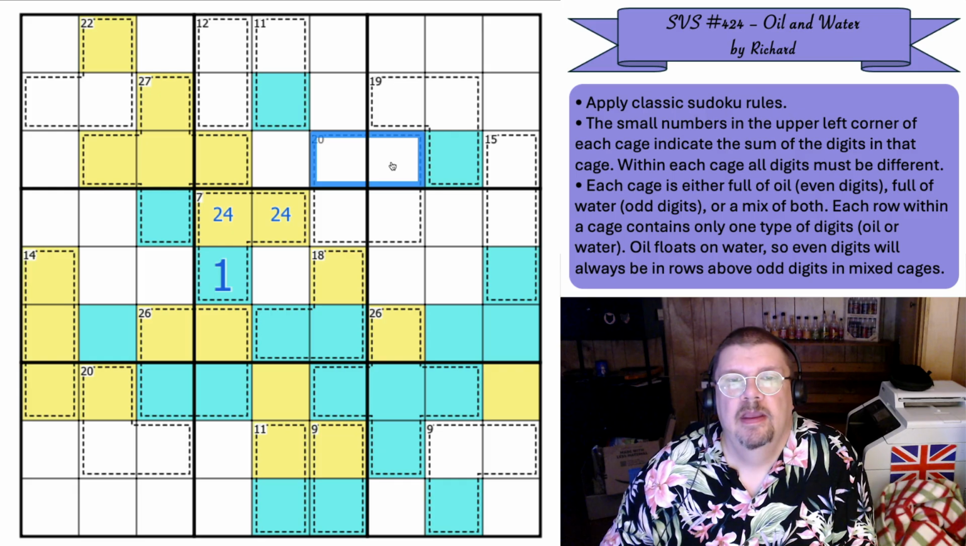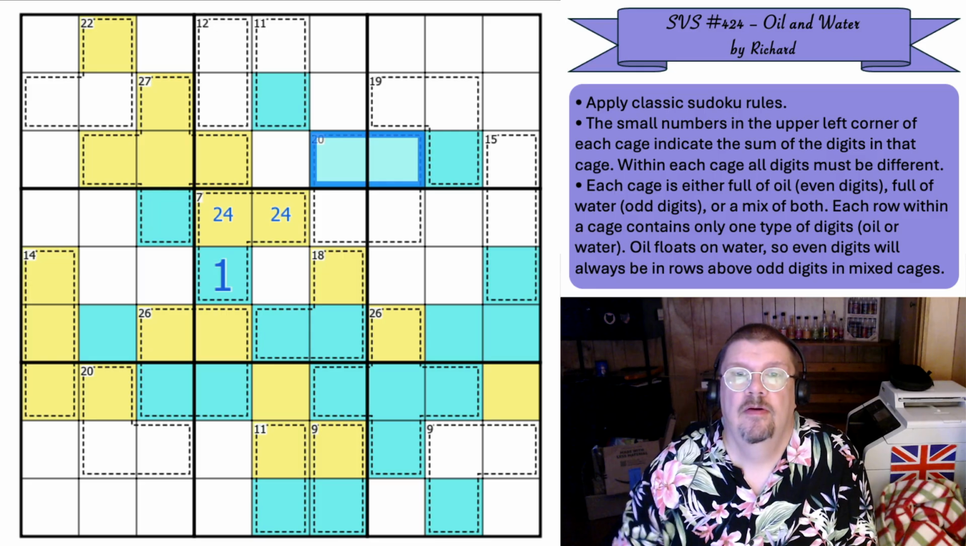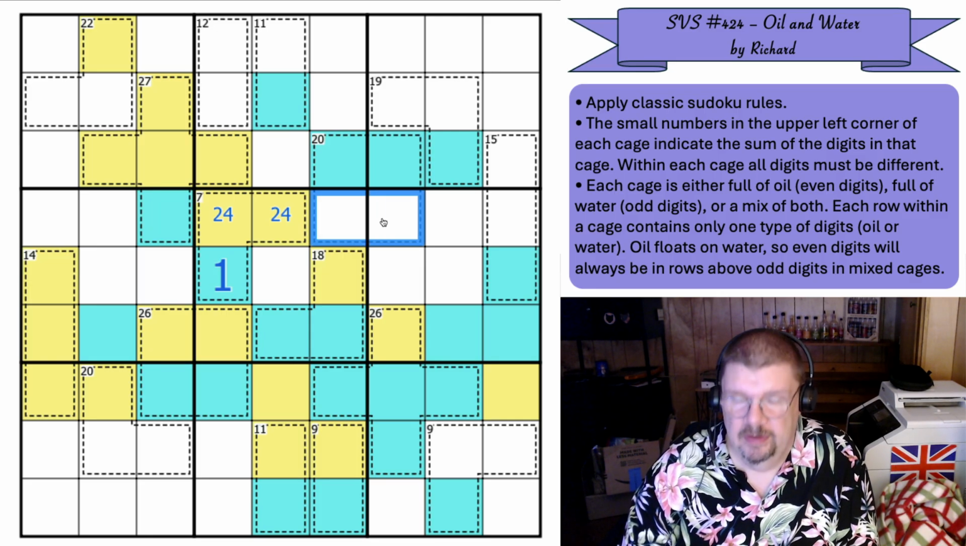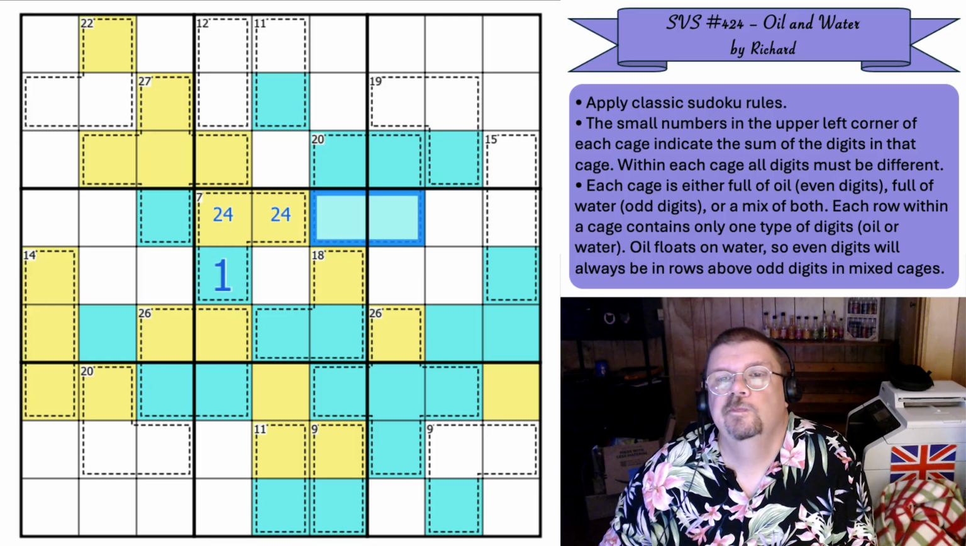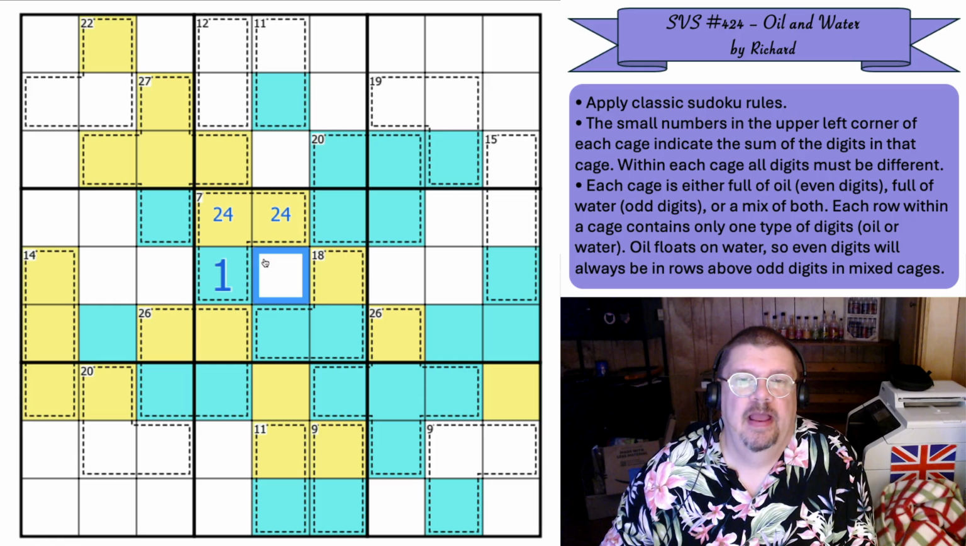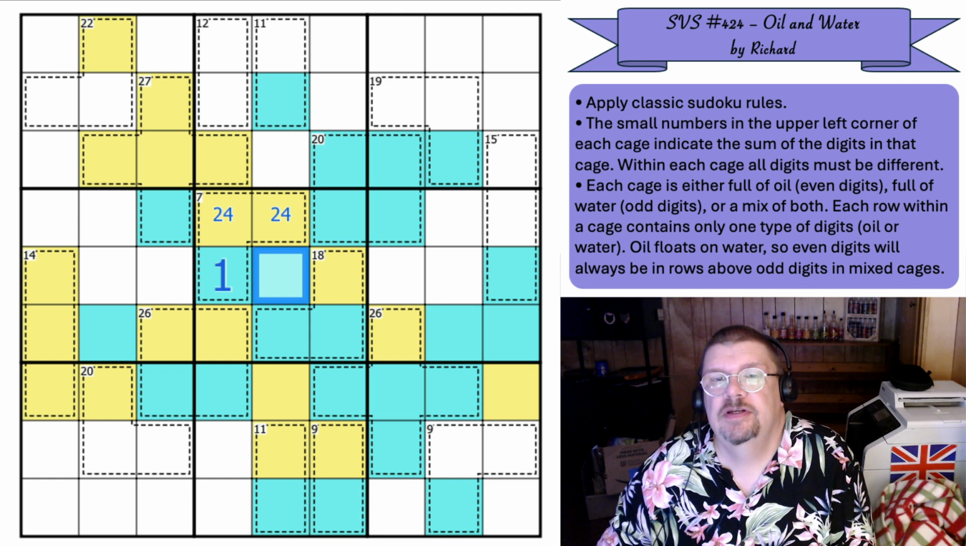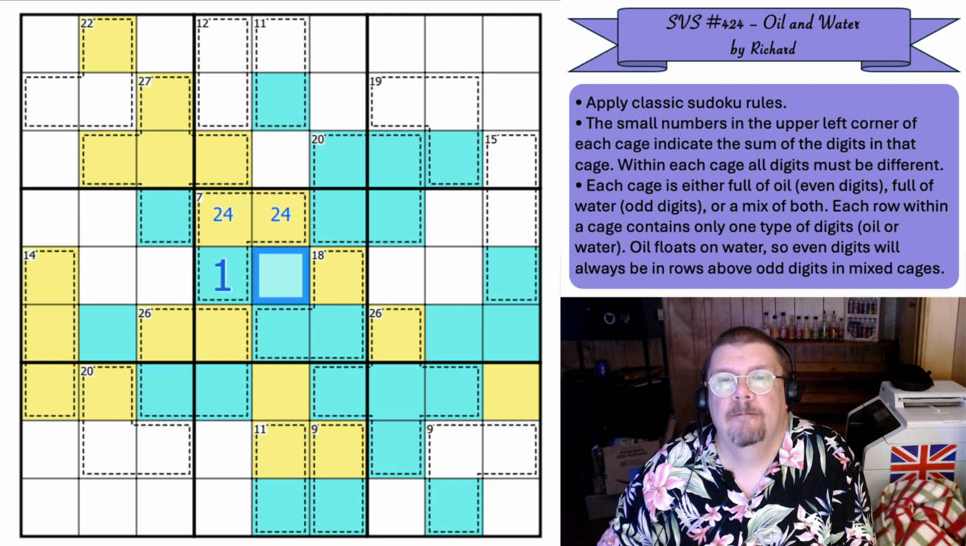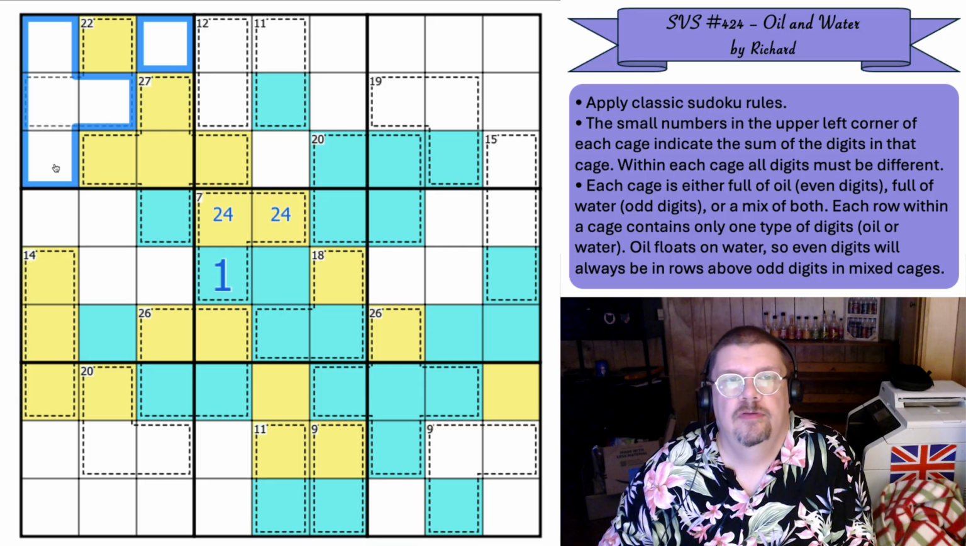Those two cannot be oil because if they were oil, I would have 5 even digits in the row. So those two must be water, and because oil floats on water, the entire cage must be water. Oh, could have figured some of that out a different way. I've got 4 even digits in this box, so that one must be an odd digit. I've got 4 even digits in this box, so those must all be odd.